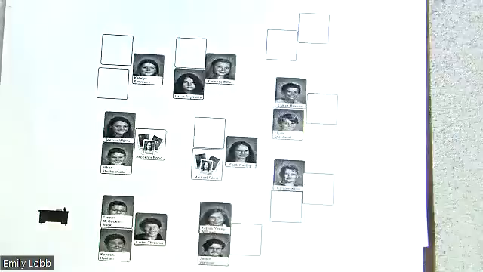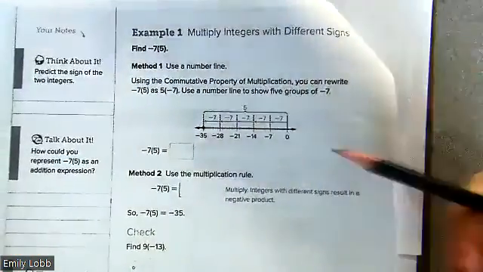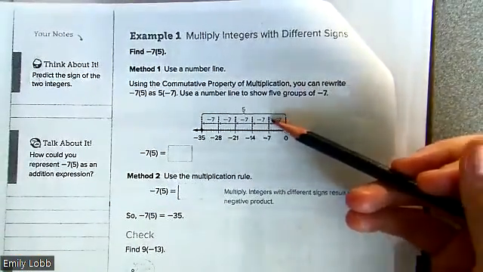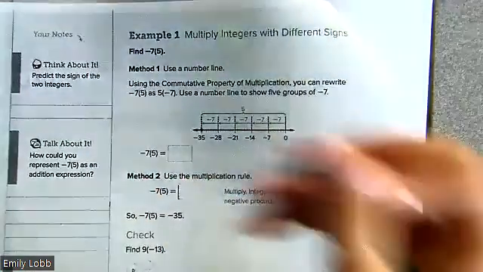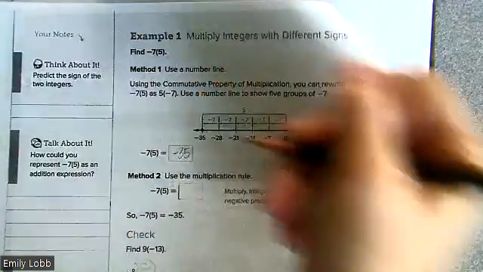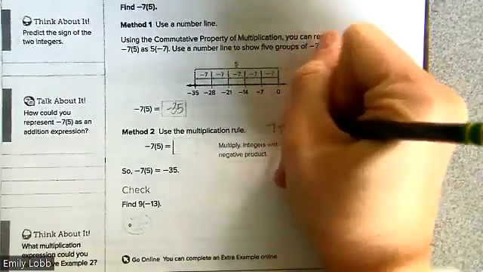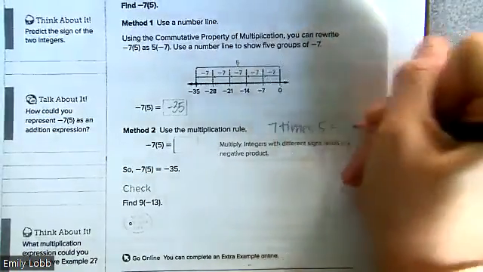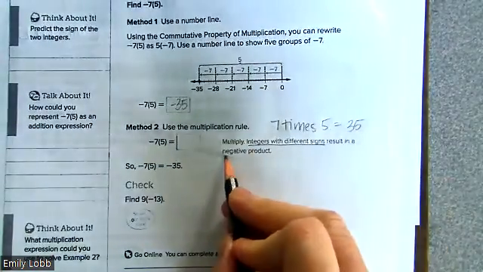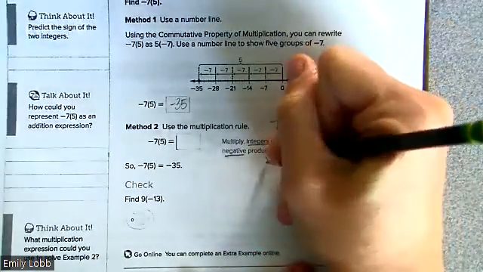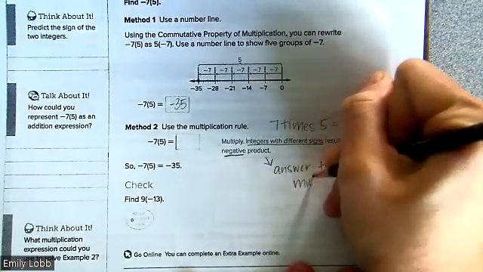Now on the back of this page, on page 150, is our first example. You could use a number line and go back -7 5 times, and say that it's -35, or you could say, well, what is 7 times 5? 7 times 5 equals 35. And since integers with different signs result in a negative answer, remember product is a fancy word for the answer to a multiplication problem.